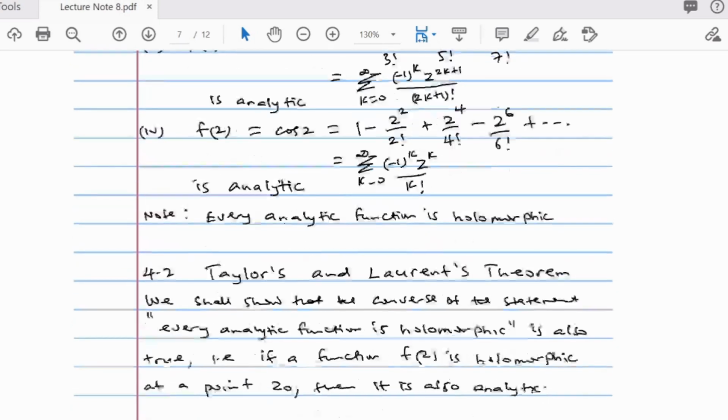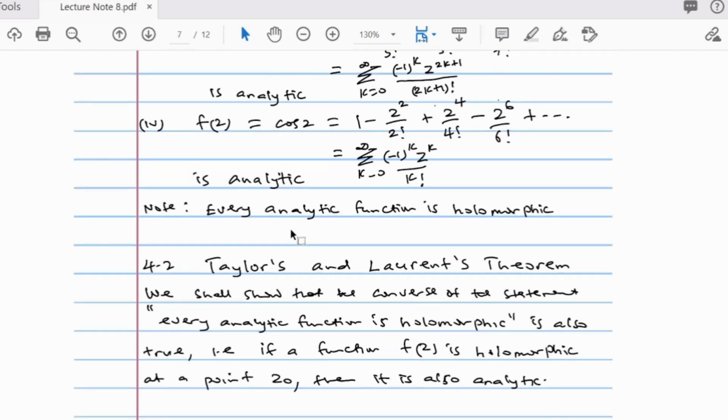Okay, this is very important. Every analytic function is holomorphic. Some textbooks will not differentiate between analytic, holomorphic and differentiability. Some books will use the terms meaning the same thing. Analytic, holomorphic, differentiability. Some texts will say they are the same.